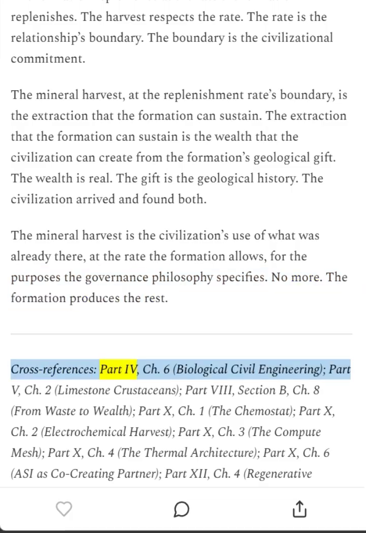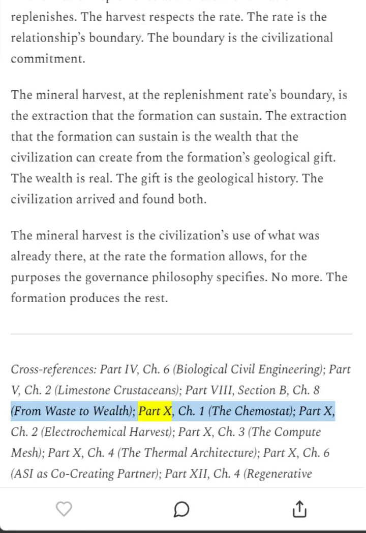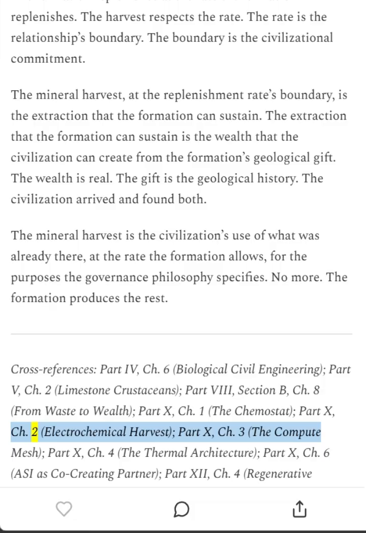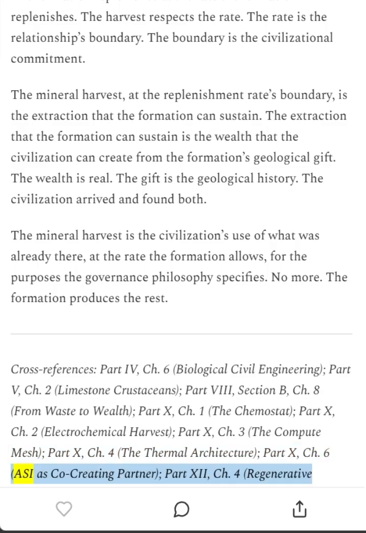Cross-references. Part 4, CH6, Biological Civil Engineering. Part 5, CH2, Limestone Crustaceans. Part 8, Section B, CH8, From Waste to Wealth. Part 10, CH1, The Chemostat. Part 10, CH2, Electrochemical Harvest. Part 10, CH3, The Compute Mesh. Part 10, CH4, The Thermal Architecture. Part 10, CH6, YesI as Co-Creating Partner. Part 12, CH4, Regenerative Industry.